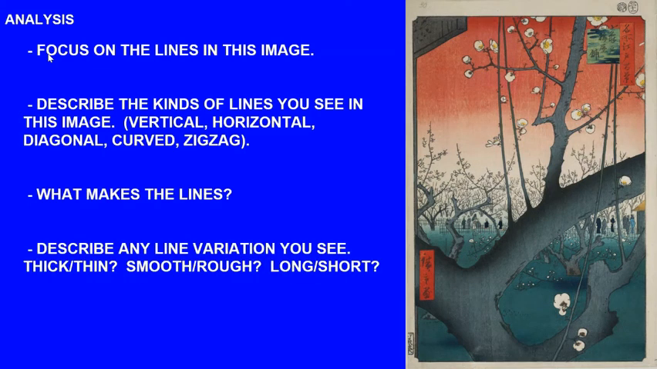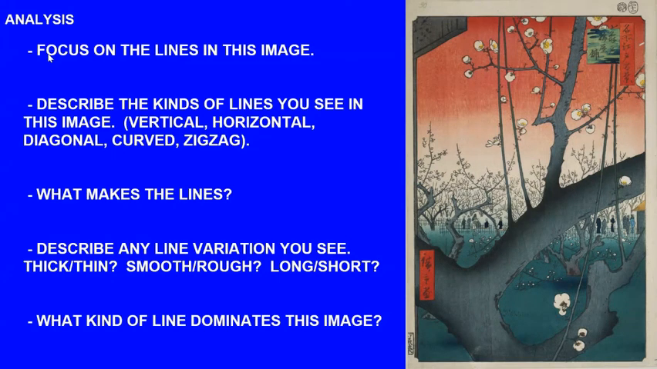Describe any kind of variation that you see. Are they thick, thin? Are they rough or smooth? Are they long or short? And then what kinds of lines dominate this image? What I want you to do is write a paragraph analyzing the artwork, and the paragraph should be about 50 words long. Go ahead and do that, and I'll come back and help you analyze.